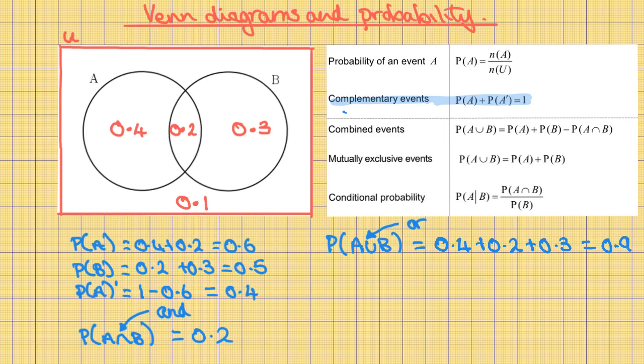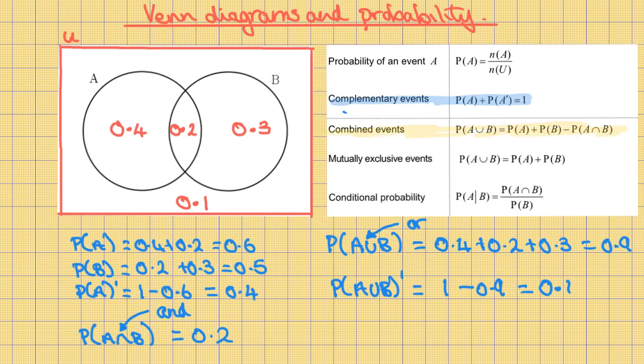You may also be asked, what is the probability of A union B not? And that is equal to everything that is not in A union B. So that is equal to 1 minus what is in A union B, which is 0.9, which is equal to 0.1. I want to take a closer look at one of the formulas, the one for combined events.